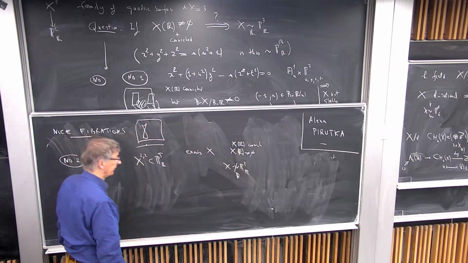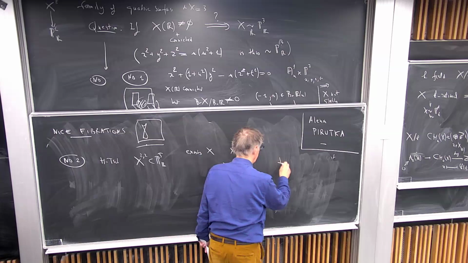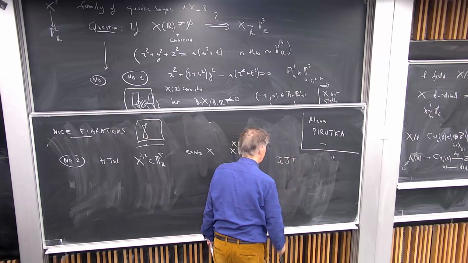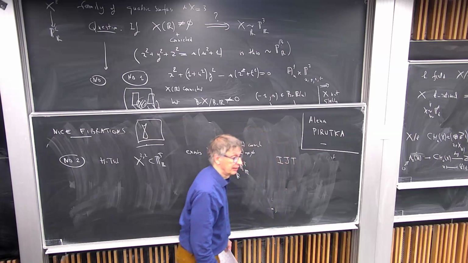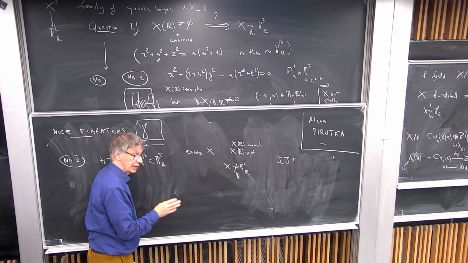Okay. And this uses what is now called the intermediate Jacobian torsor method. And it doesn't say anything about stable rationality, but it says it's not rational.